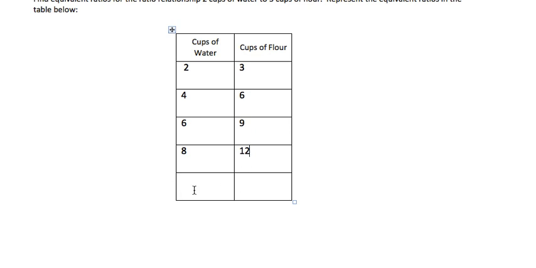Let's do it one more time. If we multiply the original numbers by 5, 2 times 5 would be 10 cups of water, and 3 times 5 would be 15 cups of flour. These are equivalent ratio tables because each of the ratios will simplify to 2/3.